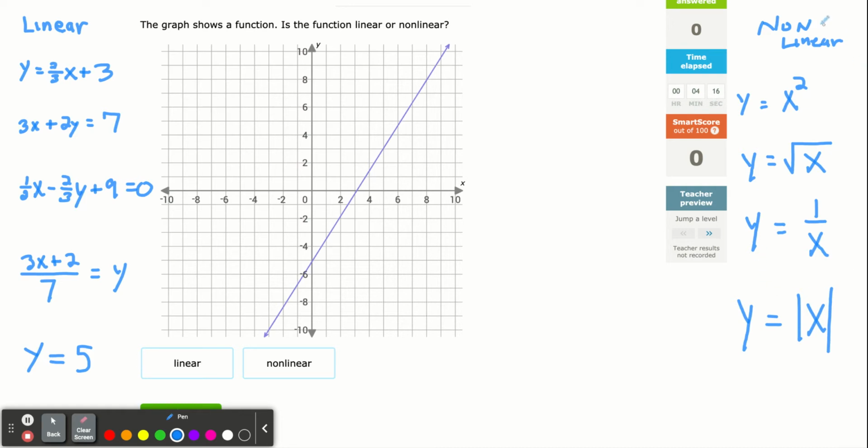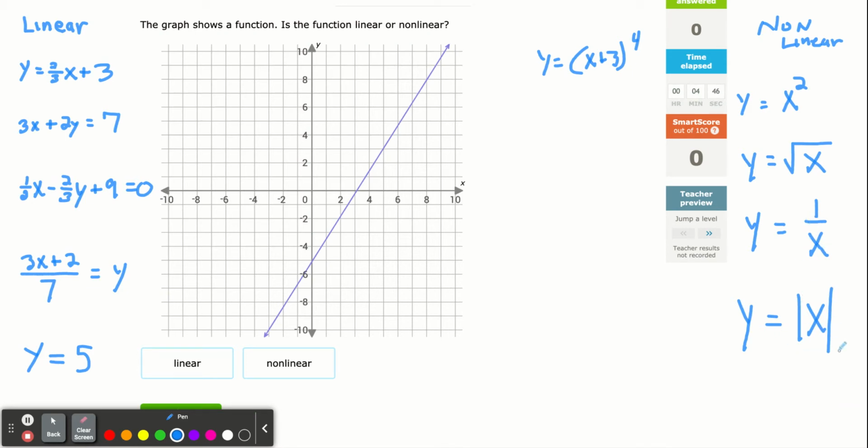Things that you'll see in a nonlinear equation are exponents. Any type of exponent. So y equals x plus 3 raised to the 4th power. That would be nonlinear. Anytime you have an exponent, it's nonlinear. Square roots of variables are nonlinear. Anytime you see a variable that is square rooted. Anytime you see the variable in the denominator, it's nonlinear.